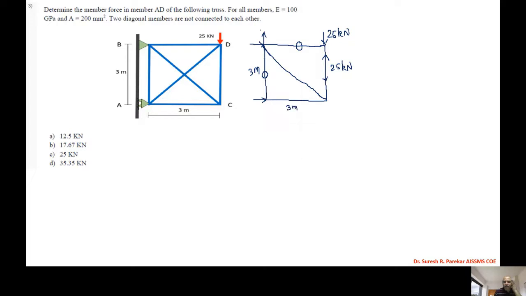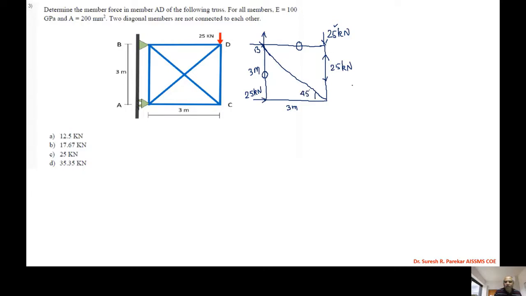Now you can see if we take moment about B0, then we have the reaction, which we will get as 25 kilonewton. So we have the moment due to this load, 25 into 3, and due to this reaction, so we will get 25. Now if we calculate, we have this angle as 45 degrees.